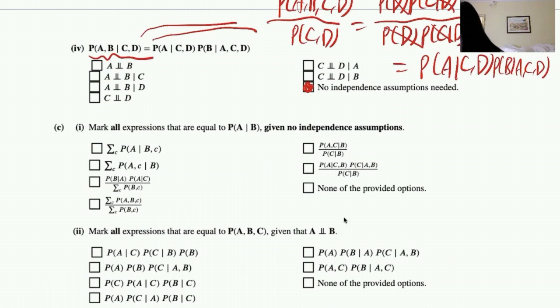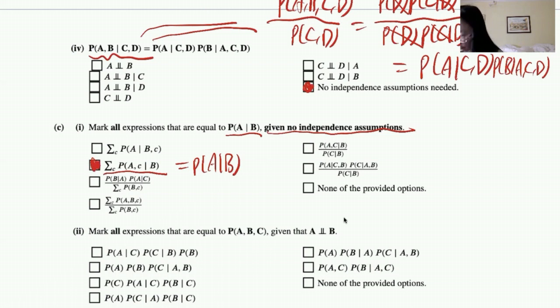For problem I of part C, let's see which expressions are equal to probability of A given B without additional assumption of independence. First we can see that for this term, it is summing over all the possible C. It is indeed equal to probability of A given B. So this choice is correct.